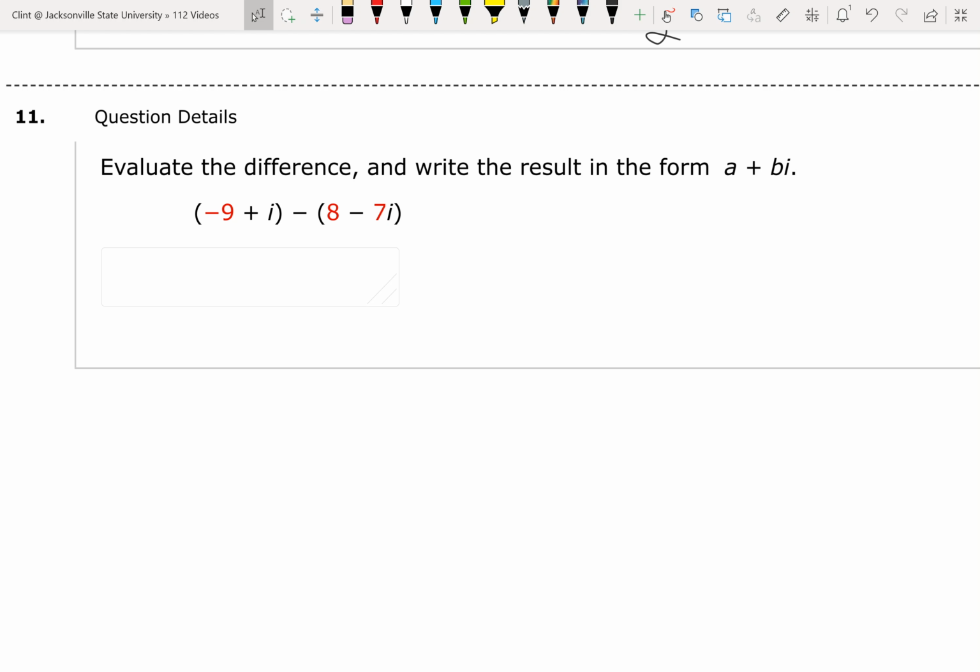Welcome to part 2 of the test review. We're picking up where we left off on number 11. So here it says evaluate the difference. So we're subtracting, write the result in the form a plus bi.